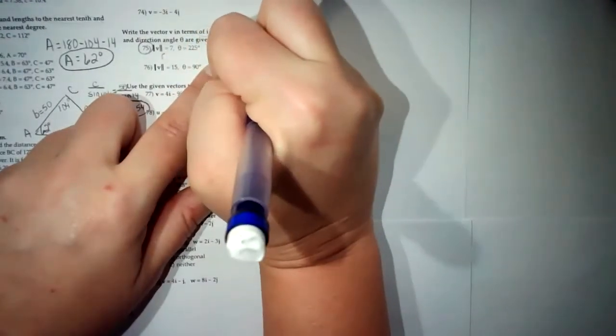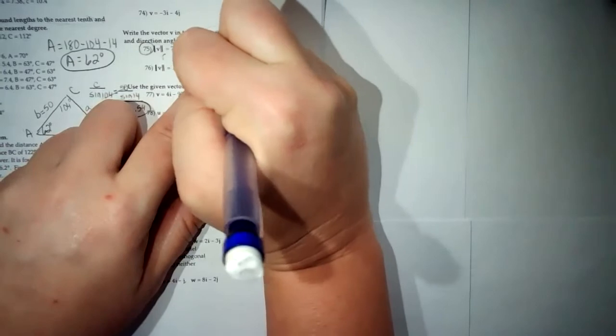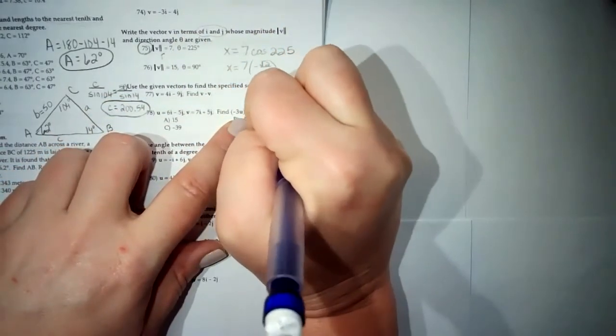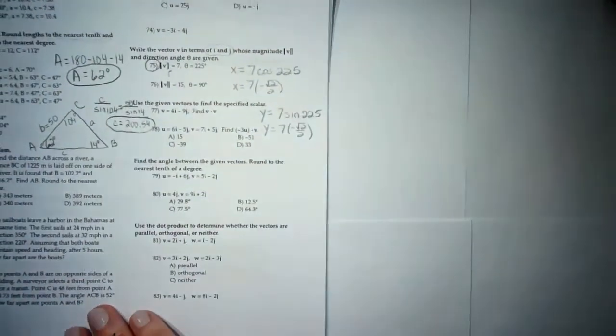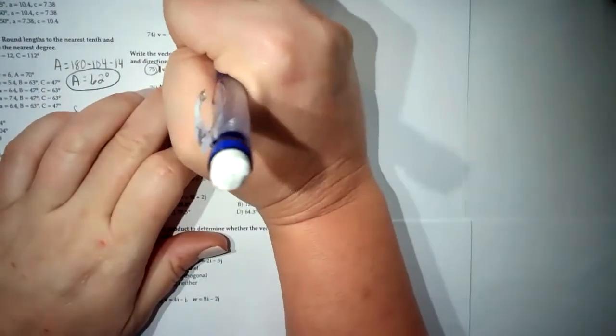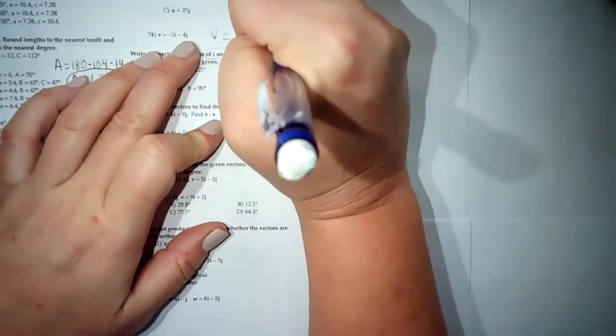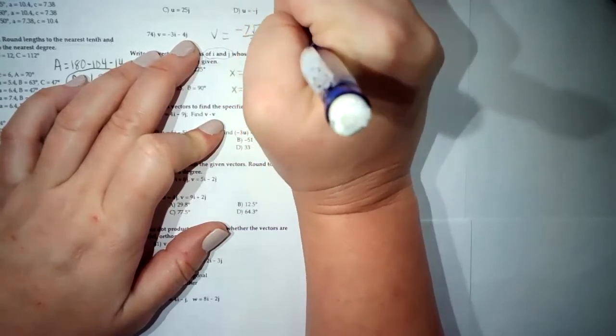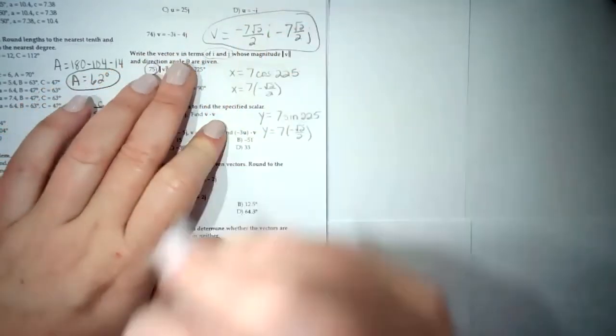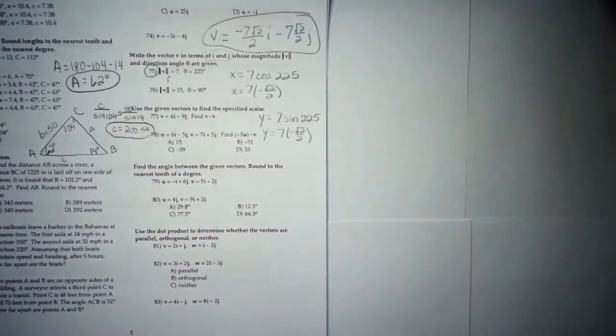So I'm going to have 7 times negative root 2 over 2, and 7 times negative root 2 over 2. You're going to have the same component for each. So we end up with vector v equals negative 7 root 2 over 2 i minus 7 root 2 over 2 j. And that's my answer. Does that look all right?